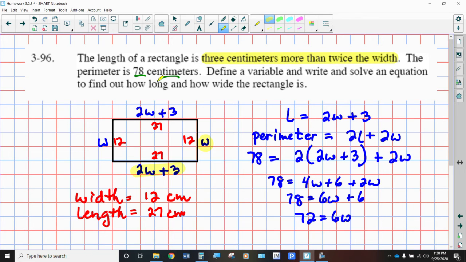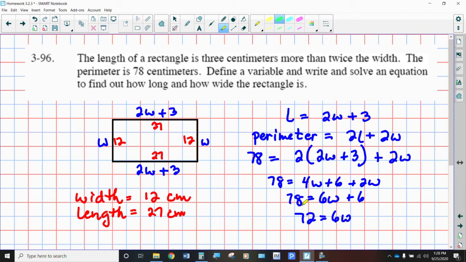So for finding the perimeter, what do we have to do? We have to add up all the sides. So when you add up all the sides, I'm going to add up all the w's. So it turns out we've got 6 w's there. And then add up the constants. The 3 and the 3 make 6. So that means that 6w plus 6 is equal to 78.